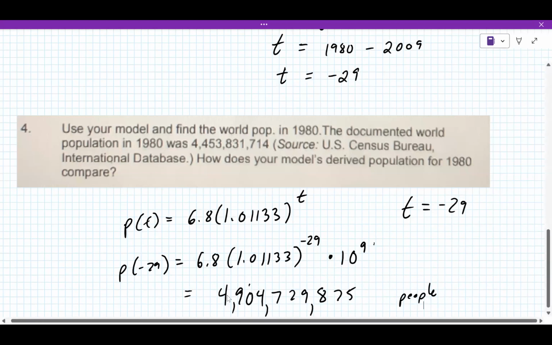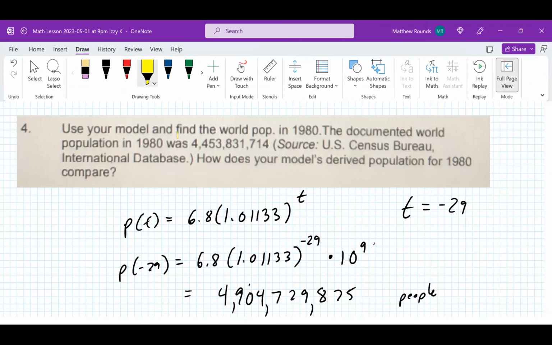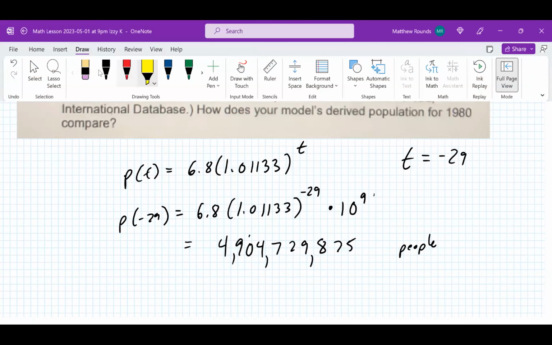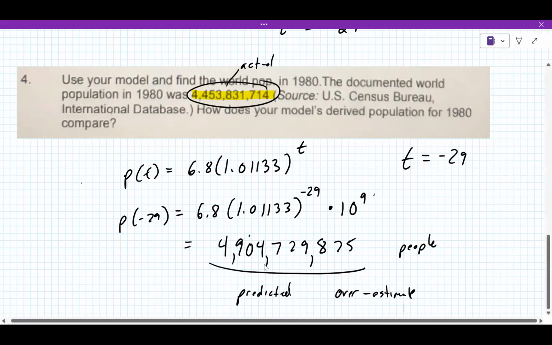Now the next part says, how does your model's derived population for 1980 compare? Basically, you want to decide whether your answer is an over or an underestimate. The yellow is the actual, up here at the top. And what you have is the predicted. Is the predicted too big or too small? It's too big. So we call that an overestimate. Your instructor is looking for the answer plus the word overestimate.